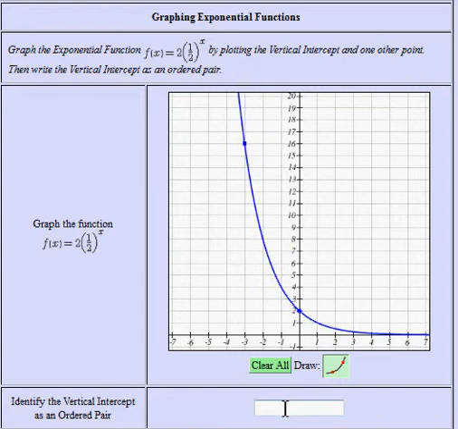Don't forget down here to type your vertical intercept as an ordered pair. So in my case, that's left parenthesis 0, 2 and right parenthesis.